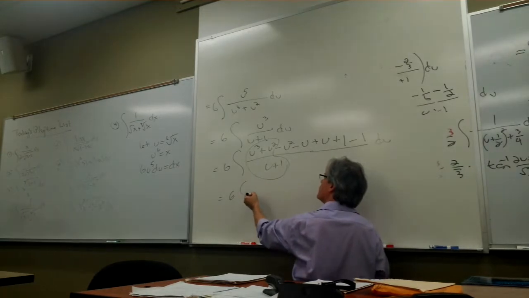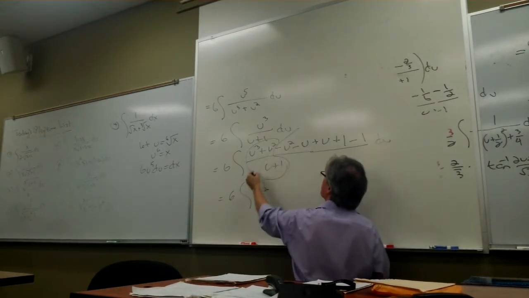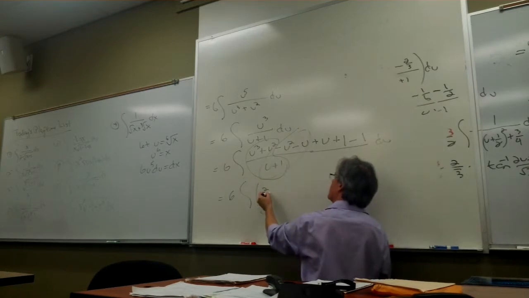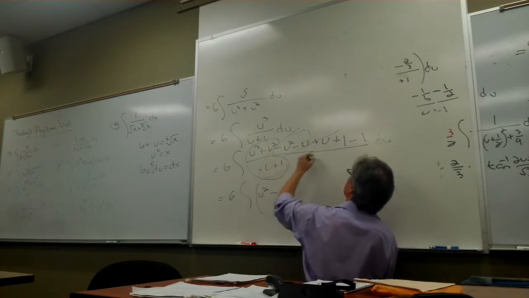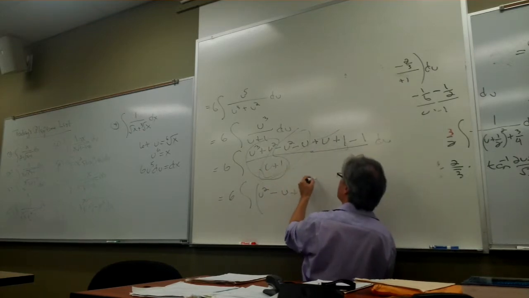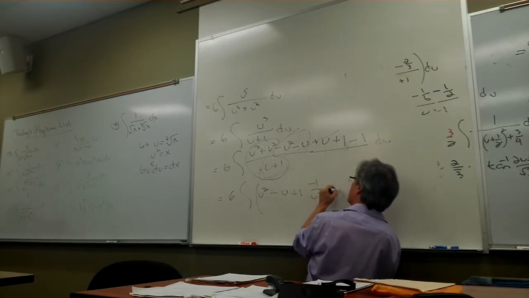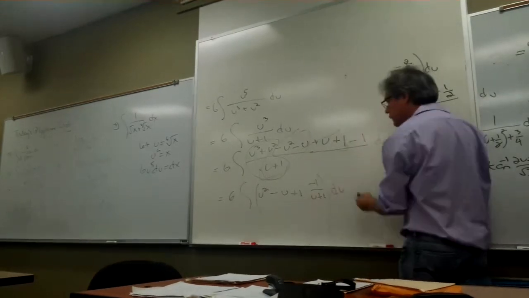reduces down to u squared. This one reduces down to negative u. This one reduces down to a 1. Oh, I got a minus 1 left over, darn it. But that's okay. Piece of cake to anti-differentiate, isn't it?